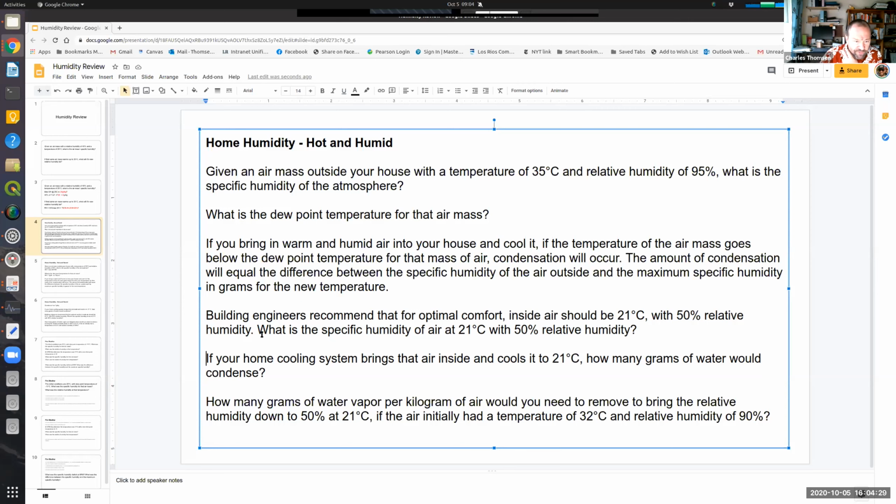Right, because the first thing we wanted to find out is what's perfect air. What's the specific humidity for perfect air, air at 21 Celsius with 50% relative humidity. And then if we bring in the air from outside, it's going to cool to 21. We're going to get a bunch of condensation. But that would be 100% relative humidity at 21 degrees, but we want to bring it down to 50% relative humidity. So how much do we have to take out? So let's go through it step by step.